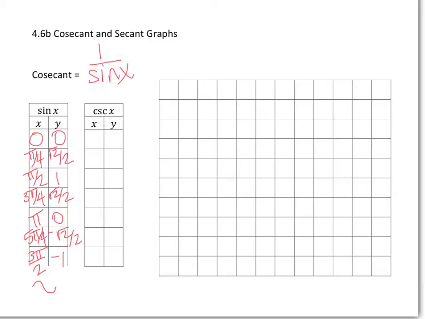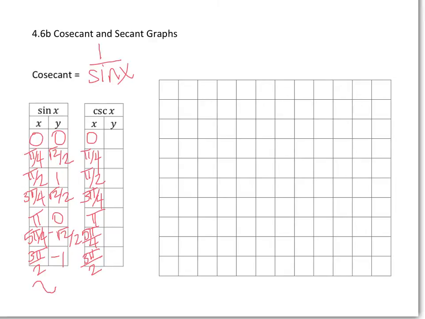So at 0, my x points are going to stay the same. So let's go ahead and fill those in. Okay, and now I'm going to take all my y values from sine, flip them over, put them in as y values for cosecant, and we're going to see what happens.